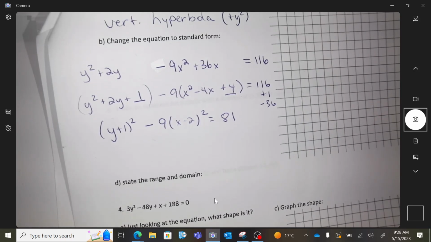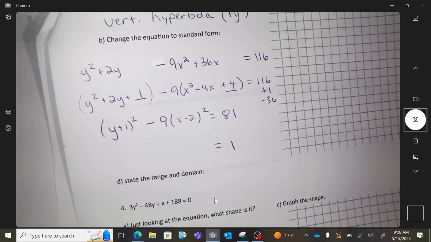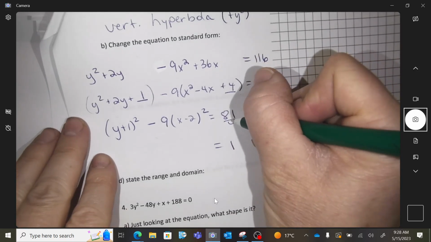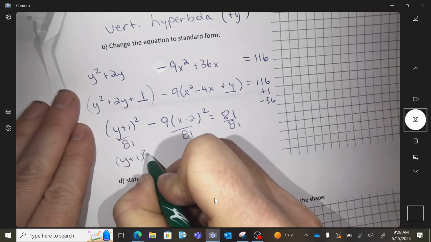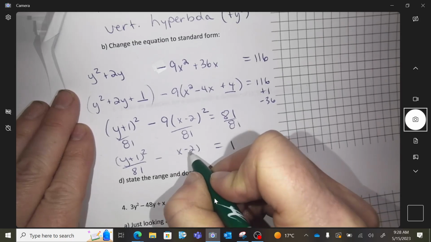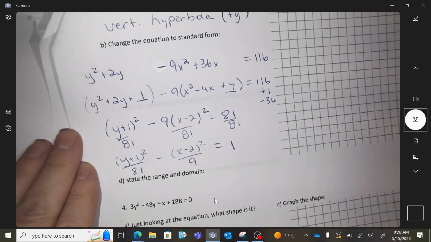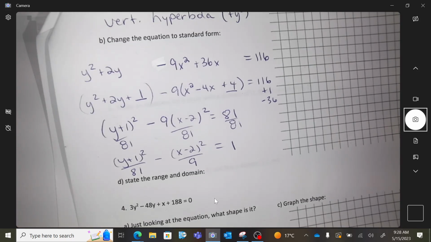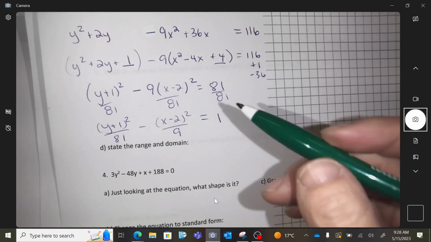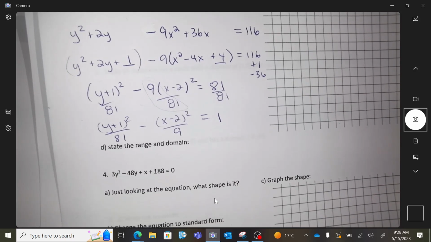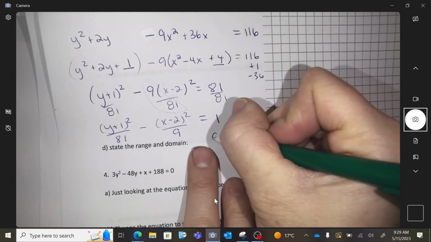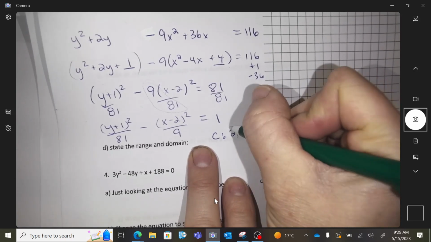(81). Okay, and again, I need you to get me an equals 1 on the equation because that's the format. So you're going to divide by 81. And in this one, when you divide by 81, there's just a reduction with a 9 and an 81. Okay, so our center is going to be 2, -1.